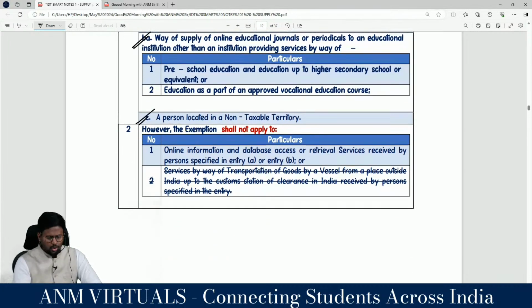That IGST notification got amended. Correct? However, this exemption shall not apply to OIDAR, online information, data access or retrieval services. If any OIDAR service is received by category 1, that is government, local authority or individual, or category 2, a registered charitable trust under Section 12AA or 12AB, this exemption will not be available. That is, OIDAR services received by a person specified in entry A or entry B, this exemption will not be applicable. It is liable to GST.